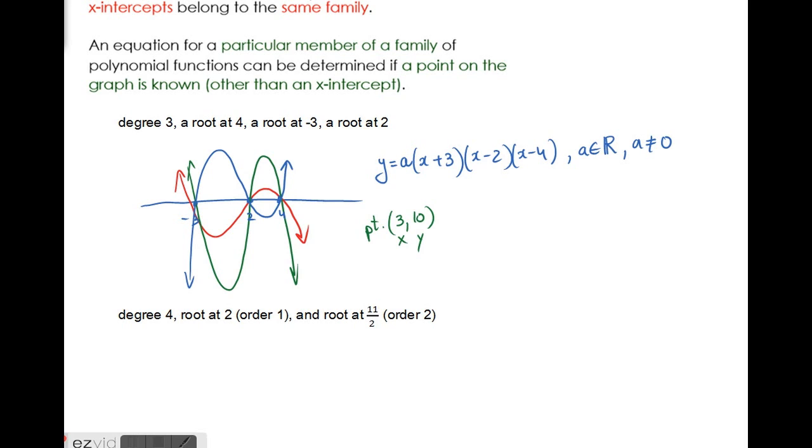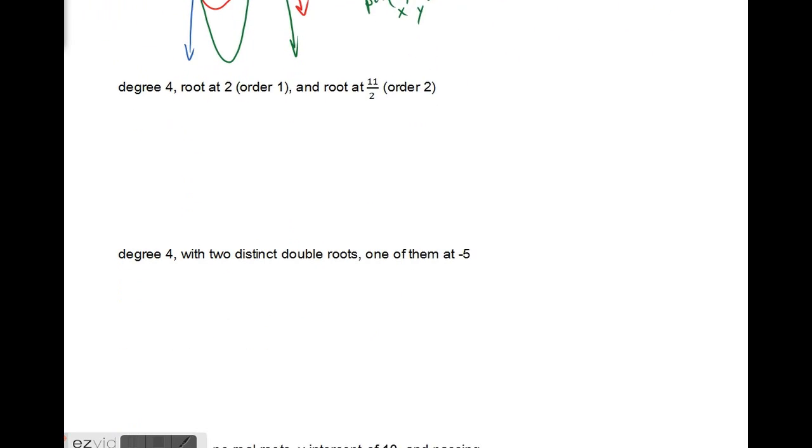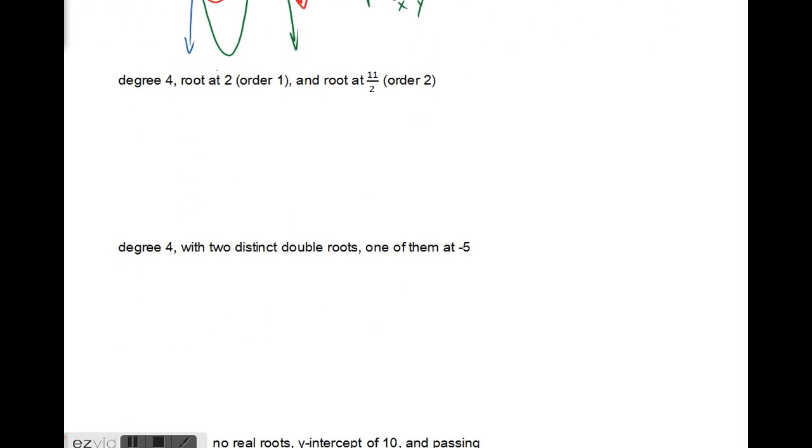Let's try another example. We have a degree 4 polynomial, and we have a root of 2. So we can start off by saying x minus 2. The order is 1, multiplicity 1, so it has a power of 1, which you don't have to record. Then we have another root at 11 over 2, so x minus 11 over 2. This time it says order 2, or multiplicity 2, so we should have a power of 2.